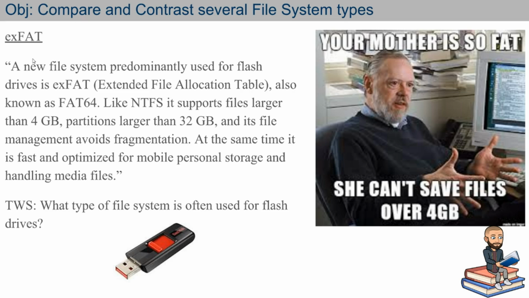Now here is an example of an exFAT file system. It says a new file system predominantly used for flash drives is called exFAT. This stands for Extended File Allocation Table, and it is also known as FAT64. Like NTFS, it supports files larger than 4 gigabytes, partitions larger than 32 gigabytes, and its file management avoids fragmentation. At the same time, it is fast and optimized for mobile personal storage and handling media files. So there's our flash drive file system.